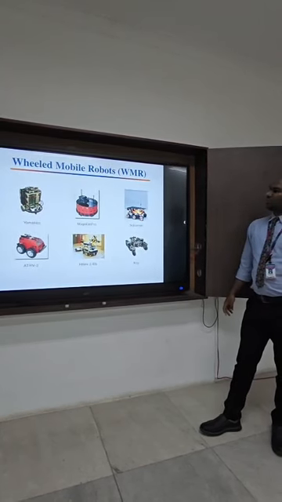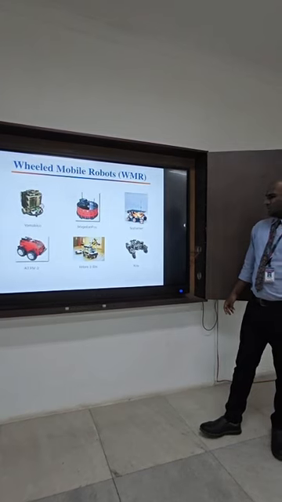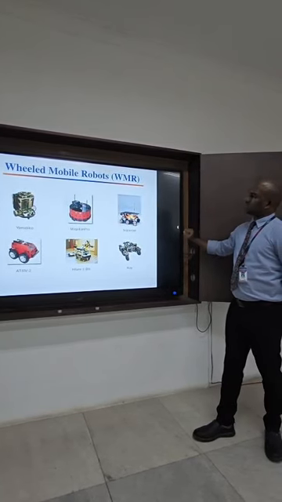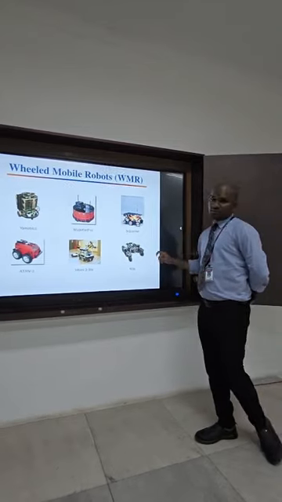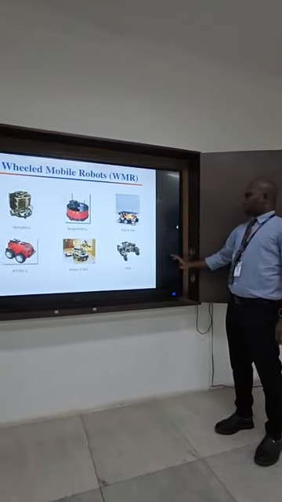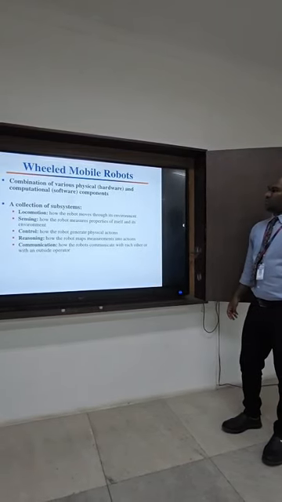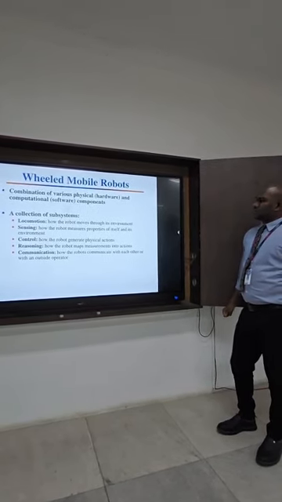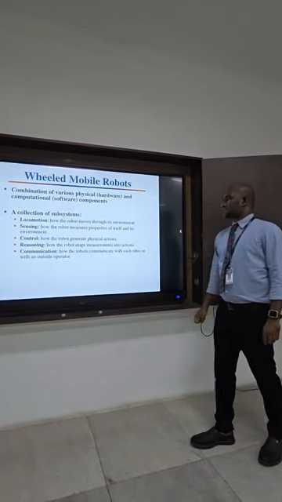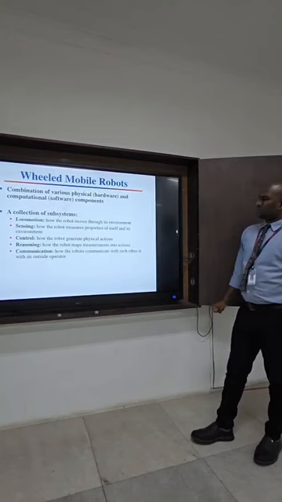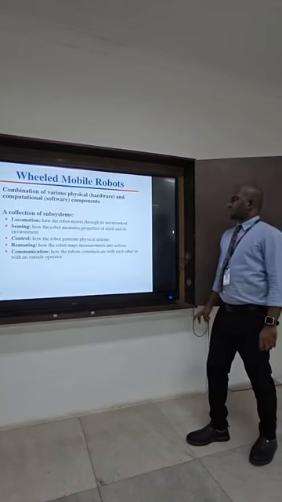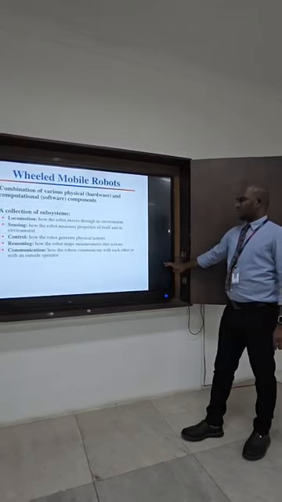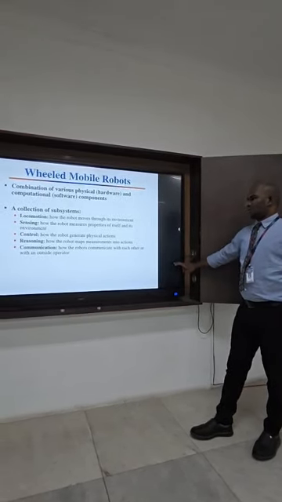And then wheeled mobile robots consist of various types. These are examples of wheeled mobile robots. Here we have a combination of physical and computational components, such as hardware and software components. A collection of subsystems consists of locomotion, how the robot moves and travels around the environment, sensors, how the robot measures properties of itself, and communication, how the robots communicate with each other.